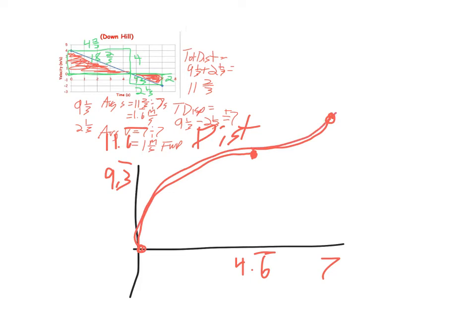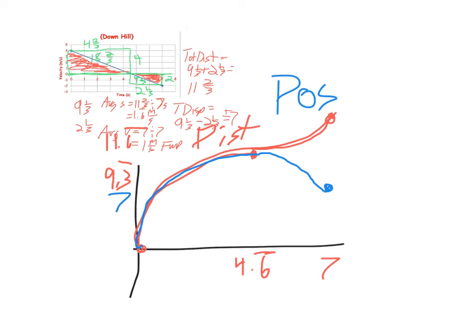Anyways, if it was just your position, I'll do position in blue, it would have had that same first line because it went forwards, but then instead of going up by another 2 1/3, it would have gone down 2 1/3 to a point right here of 7 and 7. That's what your position versus time graph would have looked like, the blue line, and your distance versus time is the red line.